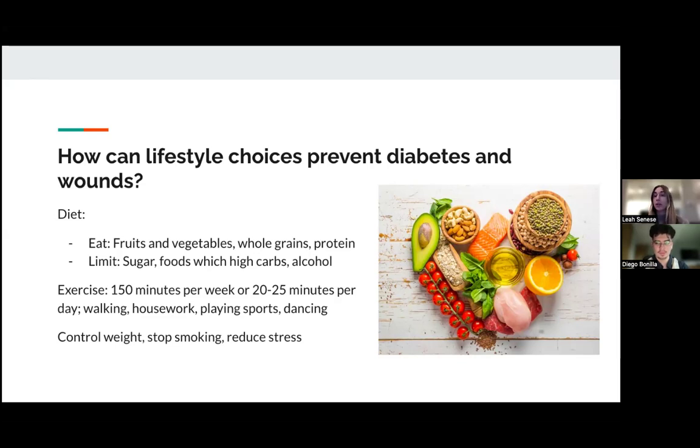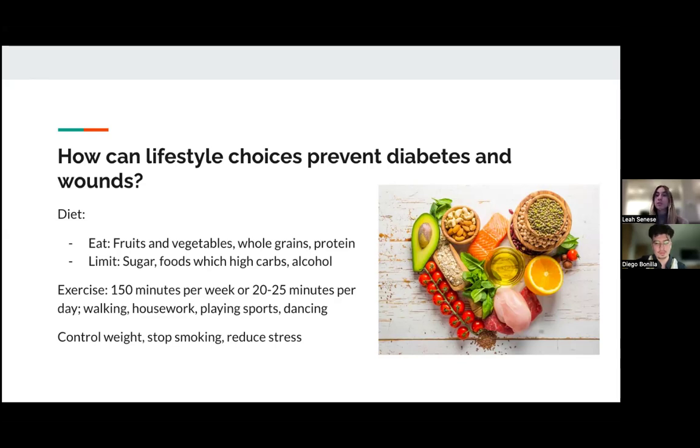It's important to limit carbs because these actually turn into sugars in the body. So when you're looking at foods at the grocery store, it's important to choose foods that say low in carbs and low in sugar. Every food will give you a nutrition list on the back that we can use to choose our food options. And then as well as exercise, the best practice is to maintain 150 minutes per week or about 20 to 25 minutes per day. These activities can include walking, housework, playing sports, dancing, whatever you prefer.